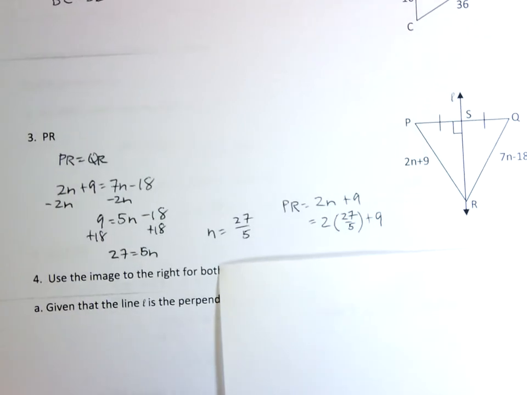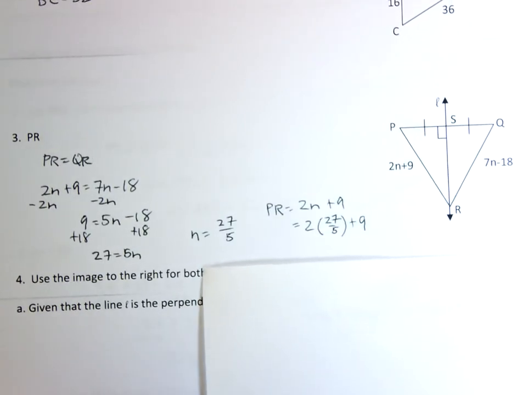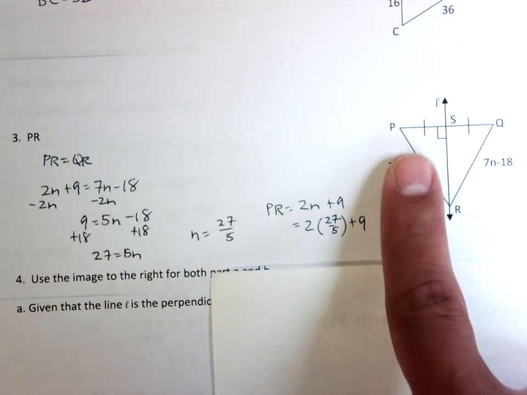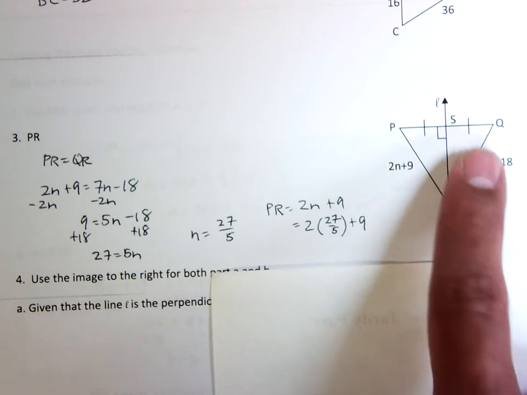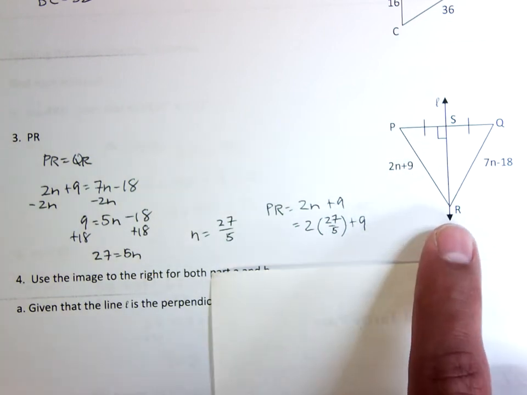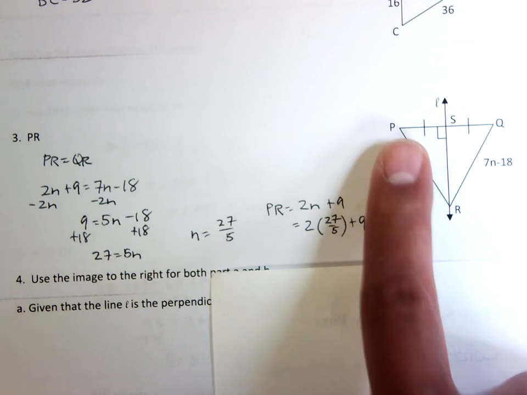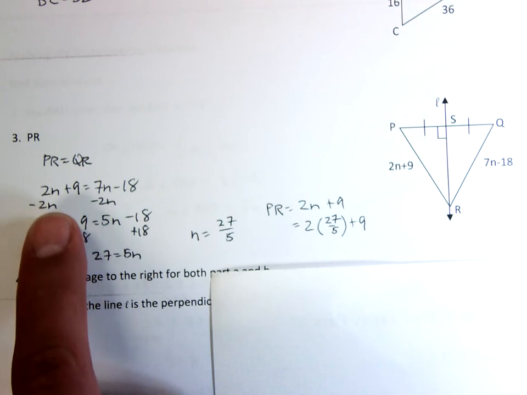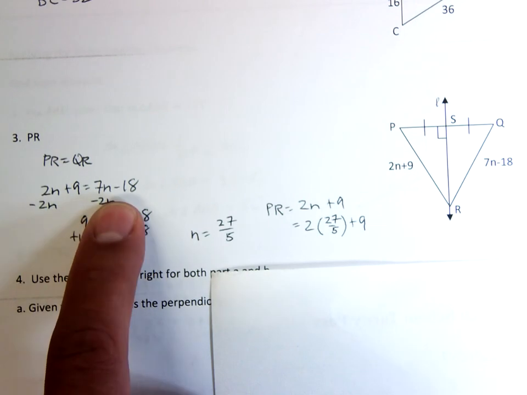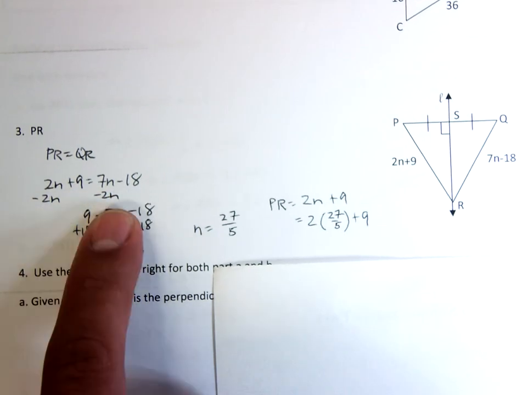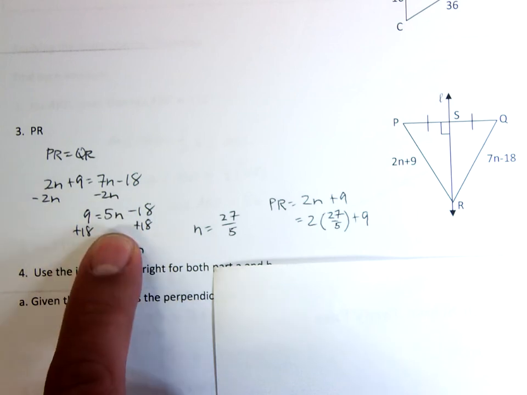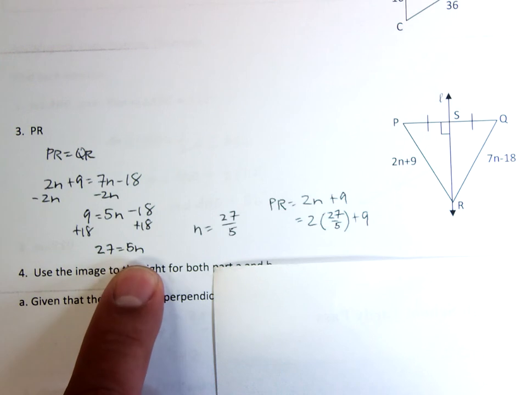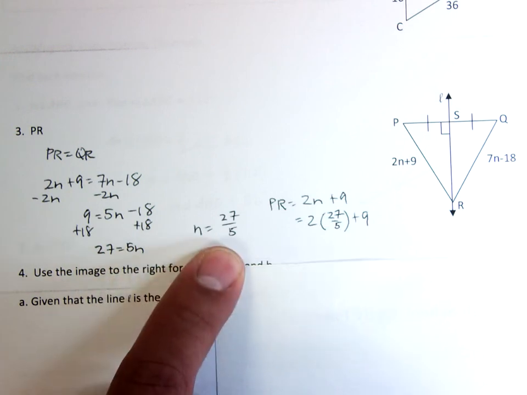All right, another one. This one they want to know about PR. I look at the picture. I see that line L is perpendicular to PQ. It also bisects PQ, so it's a perpendicular bisector, which means every length from R to P must be congruent to R to Q. So that's what I set up. I set 2n plus 9 equal to 7n minus 18. I subtract 2n from both sides, which gives me 9 equals 5n minus 18. I add 18 to both sides, and I get 27 equals 5n. So n equals 27 over 5.